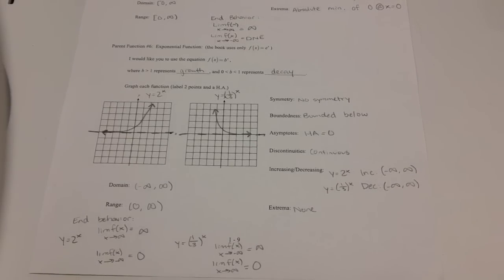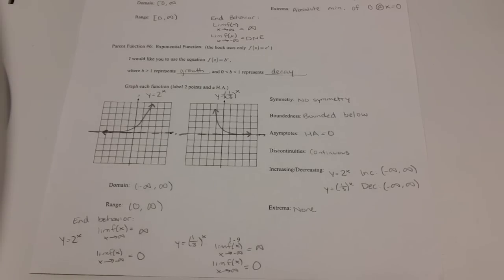The second function is exponential. f of x equals b to the x. When b is greater than 1, it represents growth, and when b is less than 1, it represents decay. With any exponential function, there's always the point 0, 1. There is no symmetry and it is bounded below. The only asymptote is y equals 0. The graphs are both continuous.